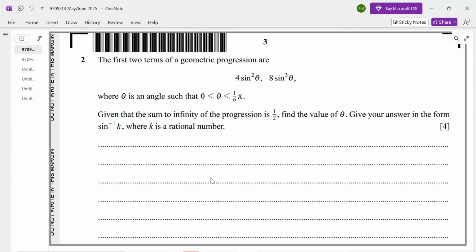Question number 2. The first two terms of the geometric progression are 4 sine squared theta and 8 sine cubed theta, where theta is the angle such that theta is less than 1/6 pi and greater than 0. Given that the sum to infinity of the progression is 1/2, find the value of theta. Give your answer in the form sine inverse k, where k is a rational number.